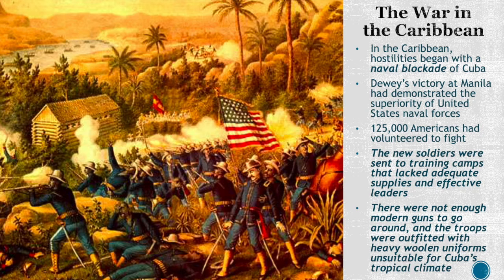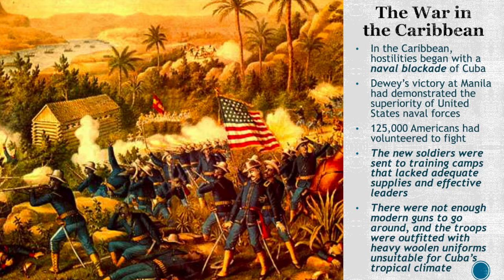All right, the war in the Caribbean. In the Caribbean, hostilities began with a naval blockade of Cuba. So we're going to send our American ships to surround the ports of Cuba, and that's going to be known as a blockade. So ships can't go in and out. It's going to stop trade as well. Dewey's victory had demonstrated the superiority of the United States and its naval forces.